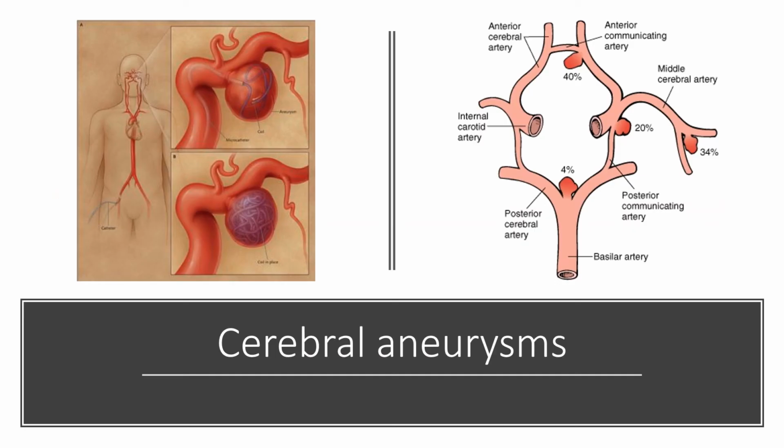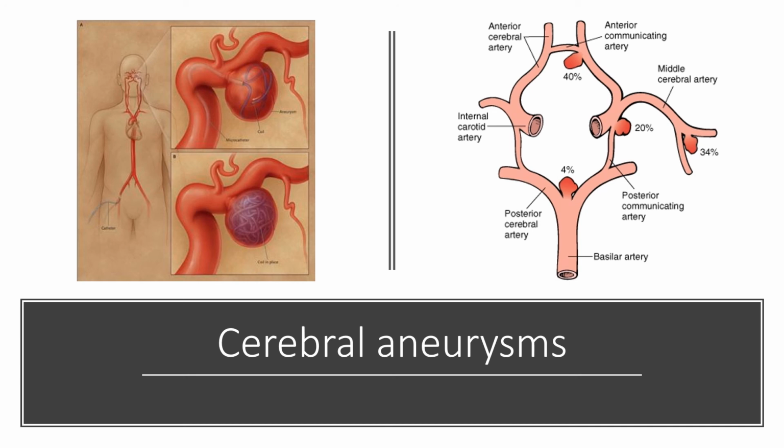We will see regarding the congenital cerebral aneurysms. These occur mostly on the arteries that form the circle of Willis, particularly at or near the junction of two arteries involved in the formation of the circle of Willis.